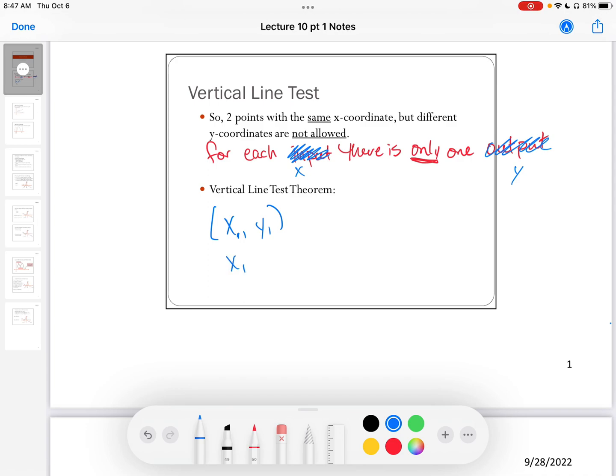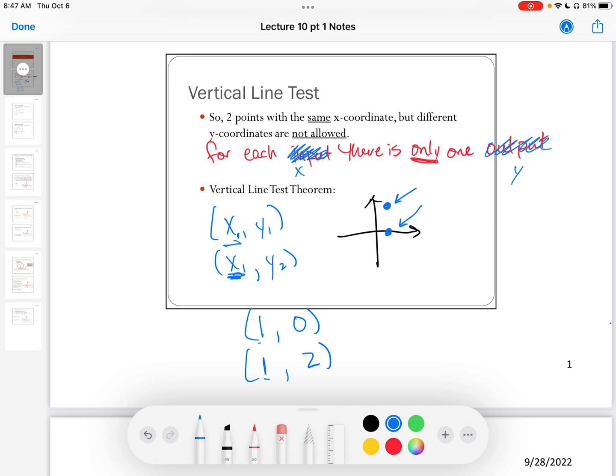So if I had an X sub 1 and a Y sub 1, I could not have an X sub 1 and a Y sub 2. So essentially what that means is my X's would be the same. So if I had a point like 1, 0 on the graph, and then I also had a point like 1, 2, okay, so my X values are the same and my Y values are different. Well, what would that look like if I was graphing that? Well, I would have a point at 1, 0, and I would have a point at 1, 2. So I cannot have 2 points stacked on top of each other.